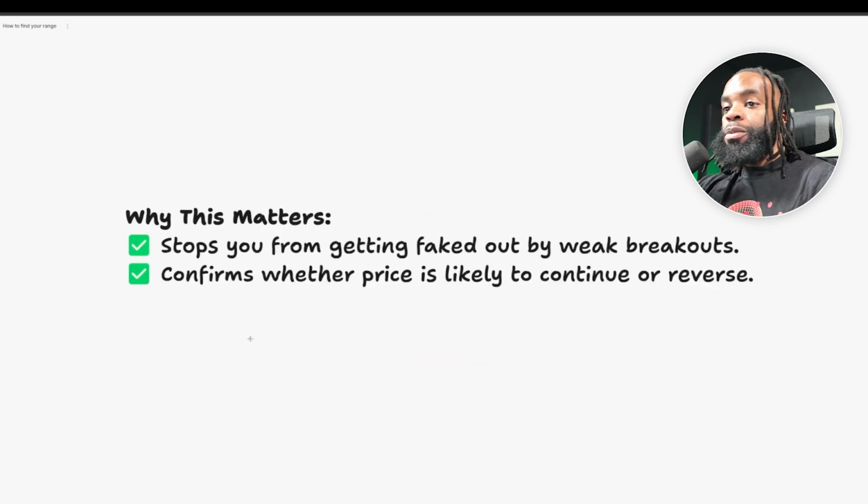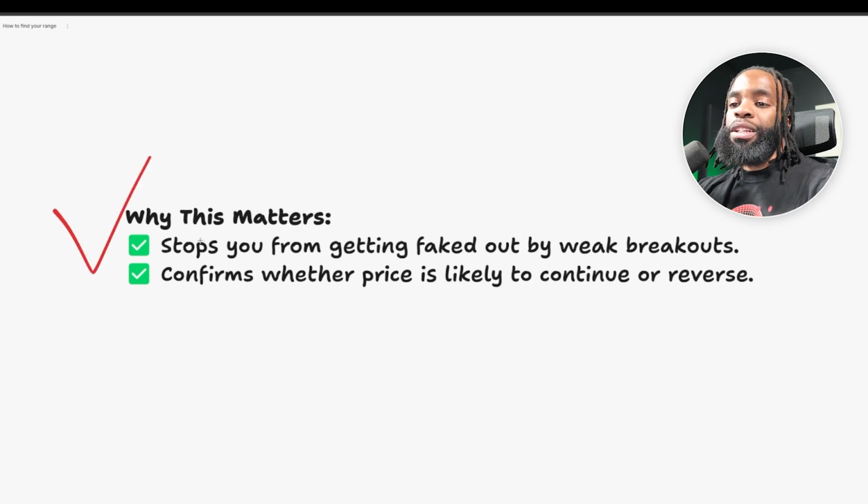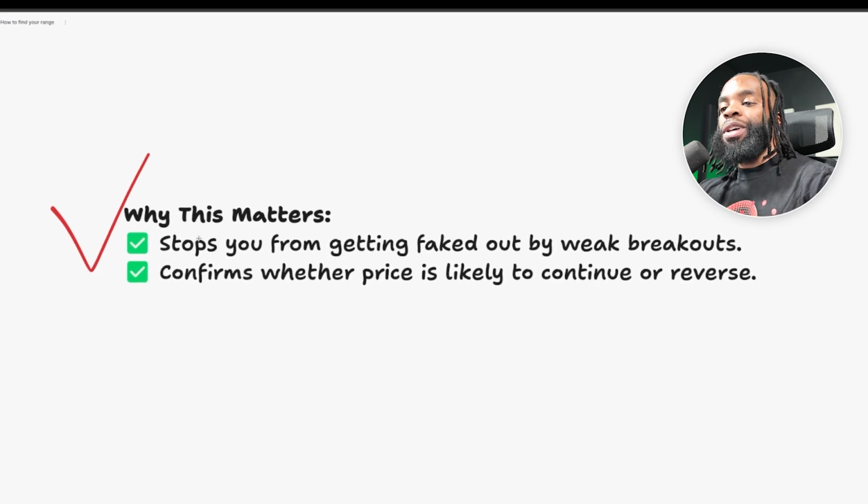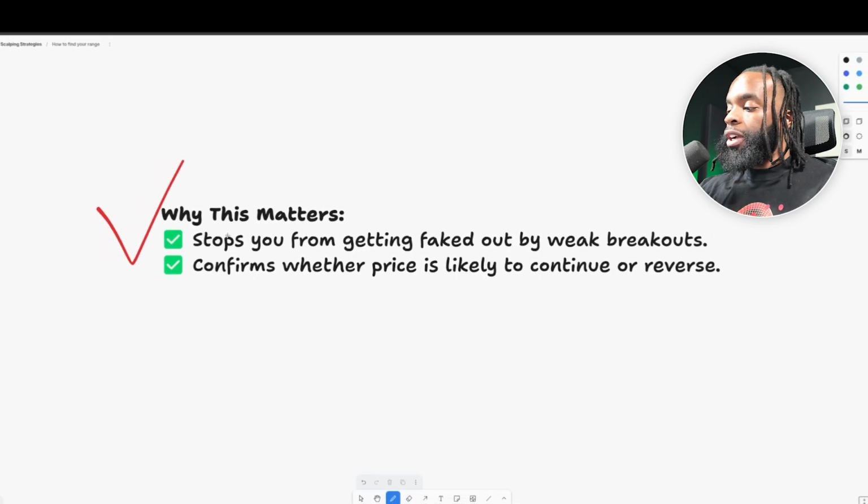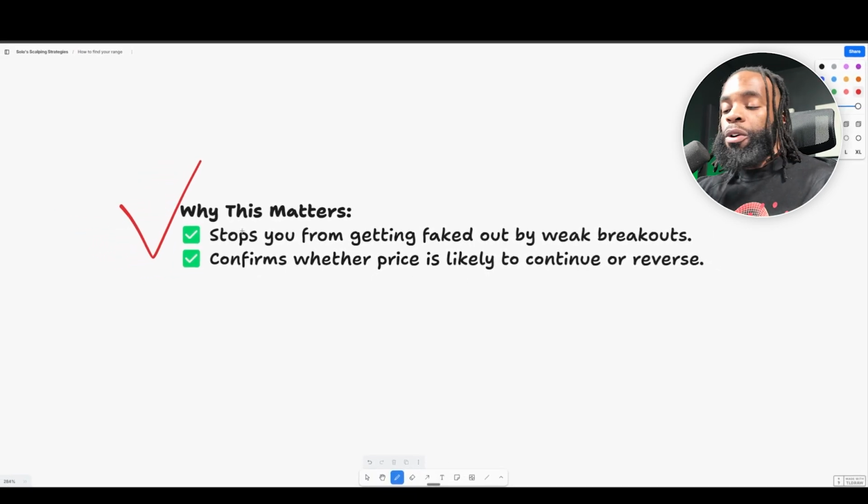So why this matters: one, it stops you from getting faked out by simple weak breakouts that we all see all the time. Also, it confirms whether the price is likely to continue or reverse. This is just like an extra confirmation for all of my safe traders out there. You will use this as an additional confirmation to give you more clarity that this actually is going to go in my direction.